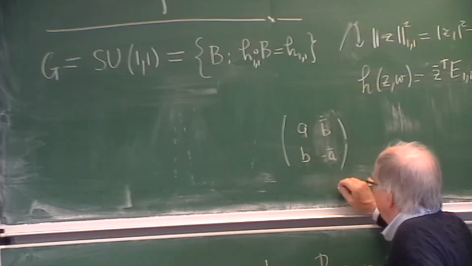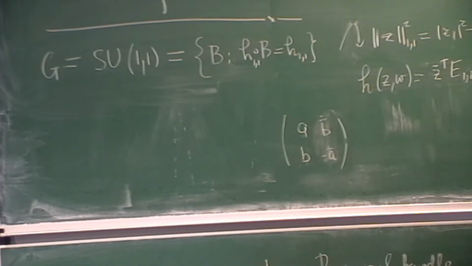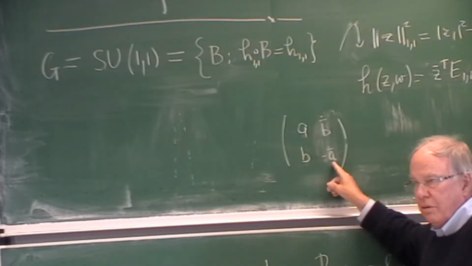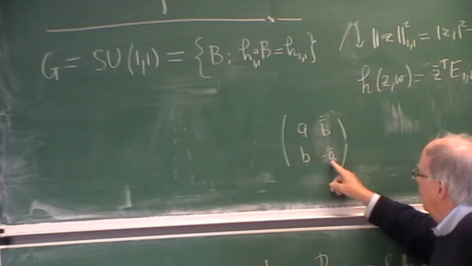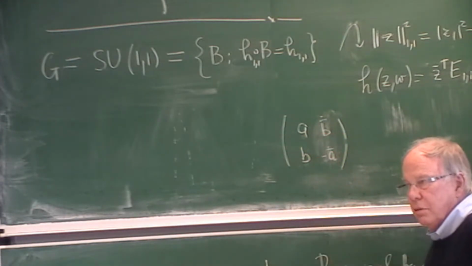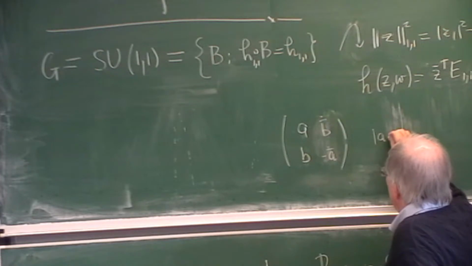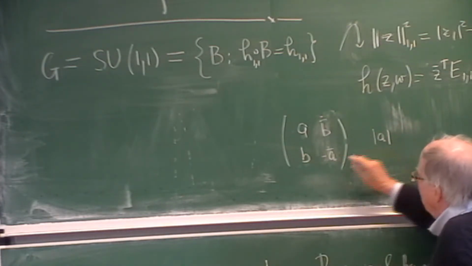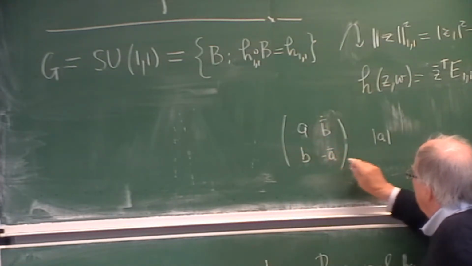How are we doing? Does that look better? That times that bar is AB, that times that bar is minus AB, so it's 0. Okay, there it is, with determinant equal to 1. What I screwed up is the determinant of this thing looks negative, right? So let's change it around.